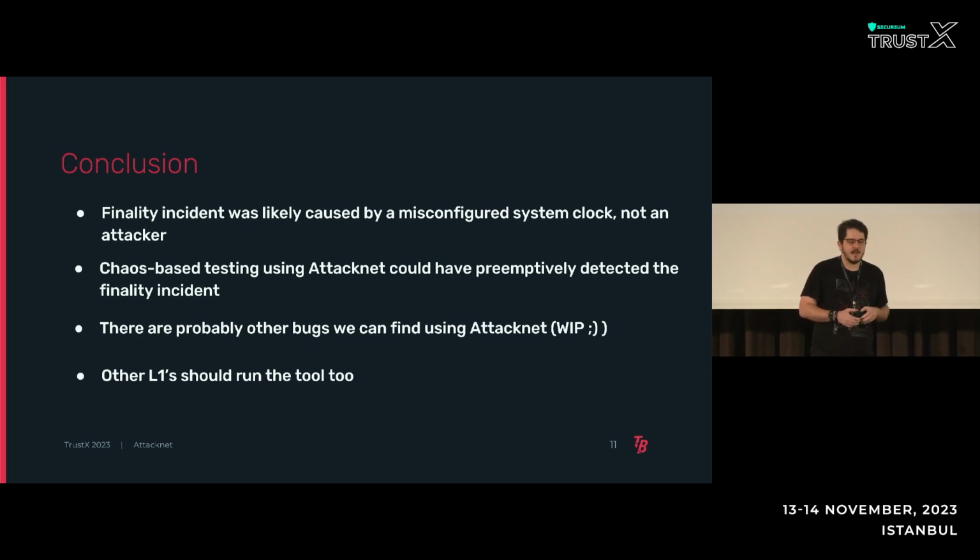not by an attacker. Also, we weren't necessarily sure if this chaos testing method of introducing these faults was actually going to do anything or work. But I think that the fact we were able to reproduce this shows that this is a productive line of testing, and we should spend more time on it. There's also probably going to be other bugs that we can find with Attacknet. We're currently working on that right now.